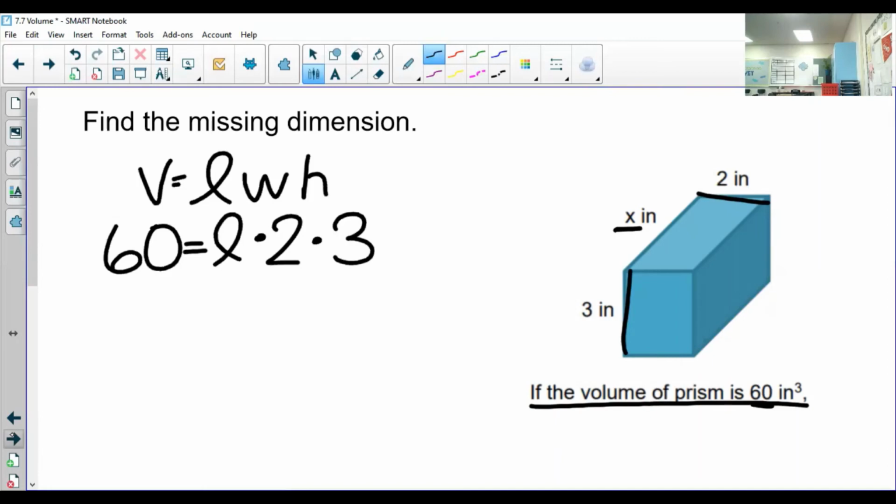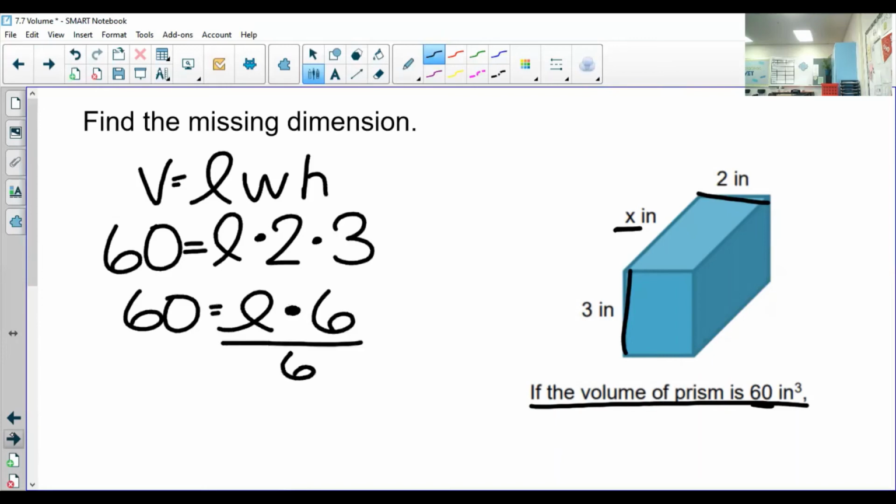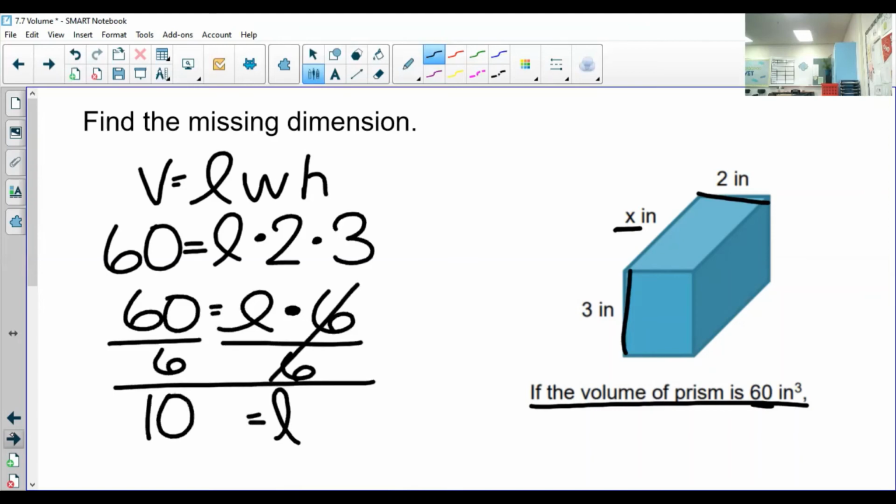So what I'm going to do first is do the 2 times 3. And what's 2 times 3? It's 6. Now how do I get that L all by itself? What's the opposite of times by 6? Divide by 6. Okay, my 6's cancel. And so my length equals, what's 60 divided by 6? That's easy. 10. And my label is inches. My length is 10 inches.